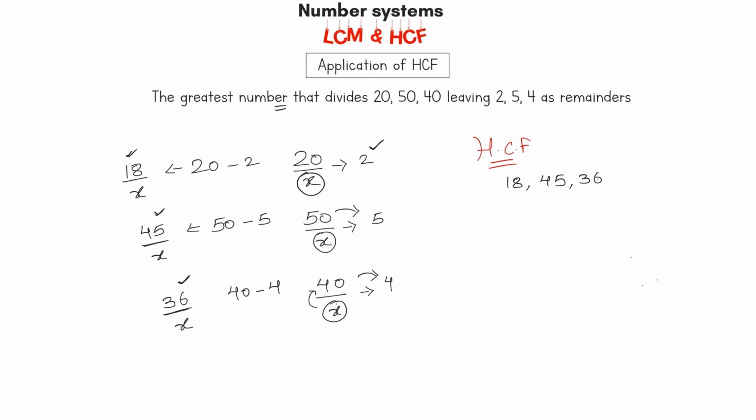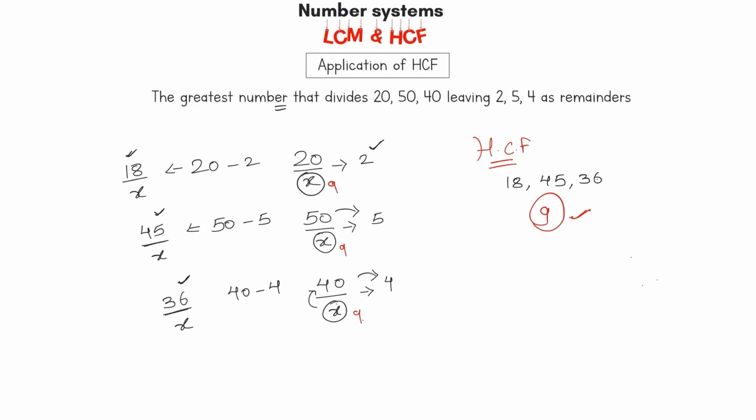And as I can see here, I can find it out visually. It's 9. 9 2s are 18, 9 5s are 45 and 9 4s are 36. So the highest common factor of these numbers is 9. And that's my answer. Okay, if you want to believe this, put a 9 here and you will get the answer.